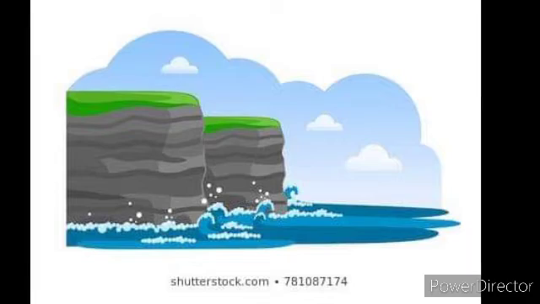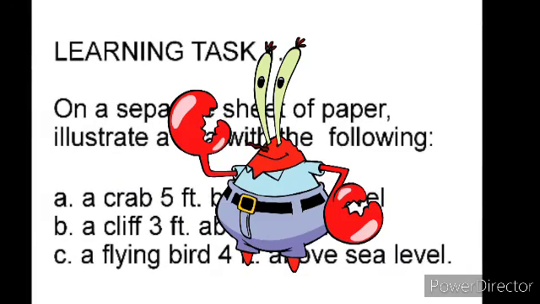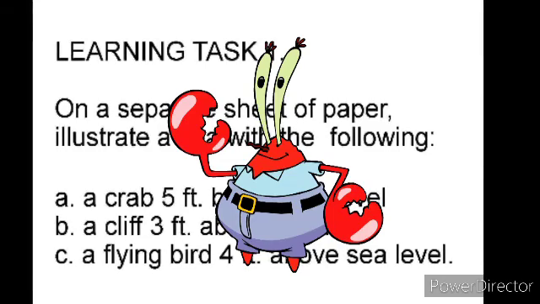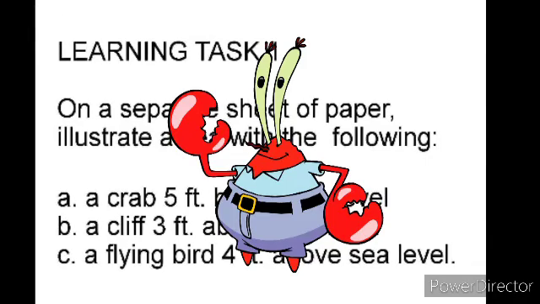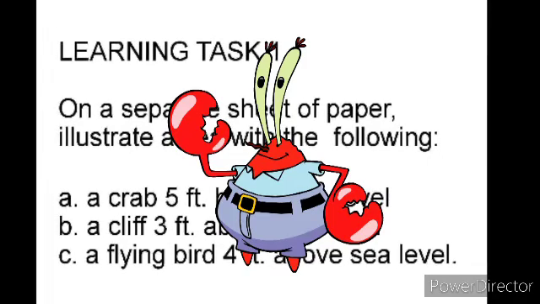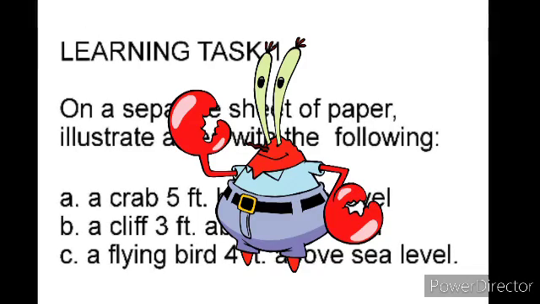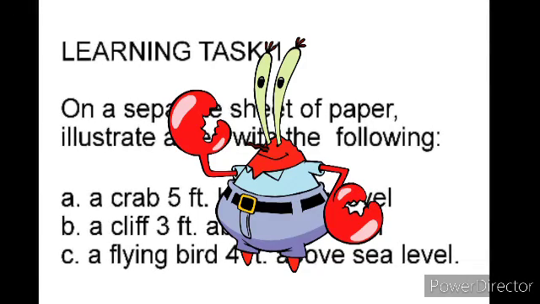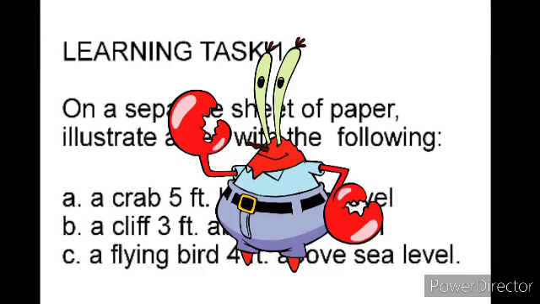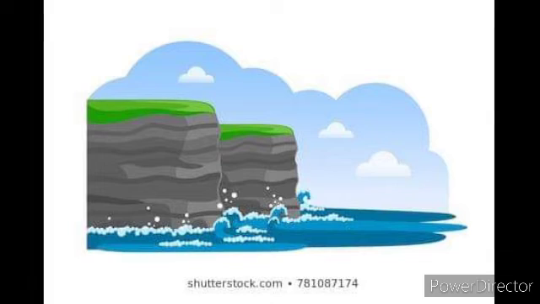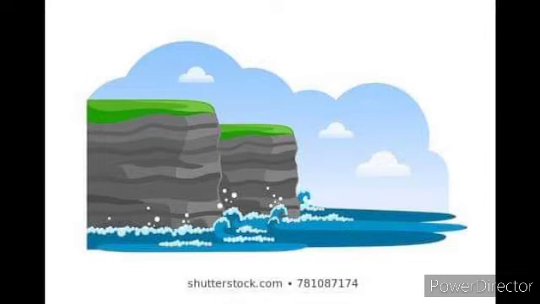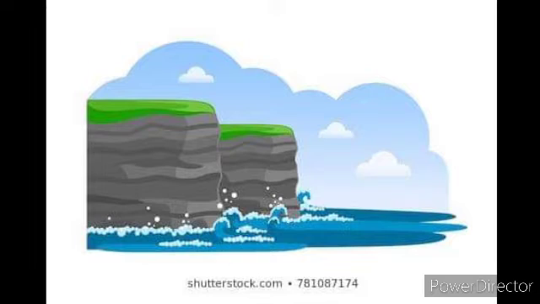So for letter A, we have to draw a crab 5 feet below sea level. So you have to indicate that the crab is 5 feet below sea level. In this case, I used Mr. Krabs because this might be a good idea and fun for some of you, that Mr. Krabs is a representation of a crab. And for letter B, you are going to draw a cliff 3 feet above sea level. So in the first sketch, which is an example of a sea level, there is a cliff indicated.